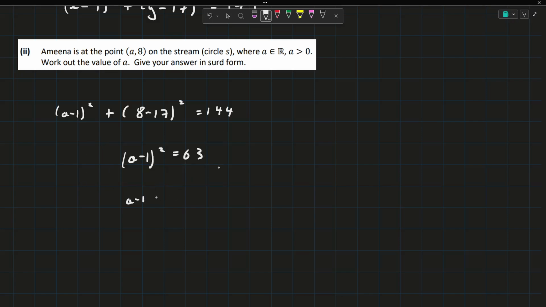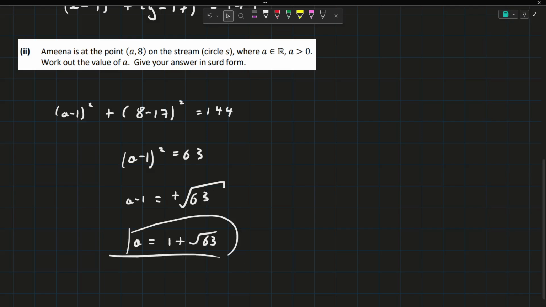That means that A minus 1 is equal to plus or minus the square root of 63 technically, but we're told that A is positive, so we can just take the positive one. So we only care about the positive one, so we can get rid of the minus. That means that A is equal to 1 plus the square root of 63. Answer in surd form, so we're all good.